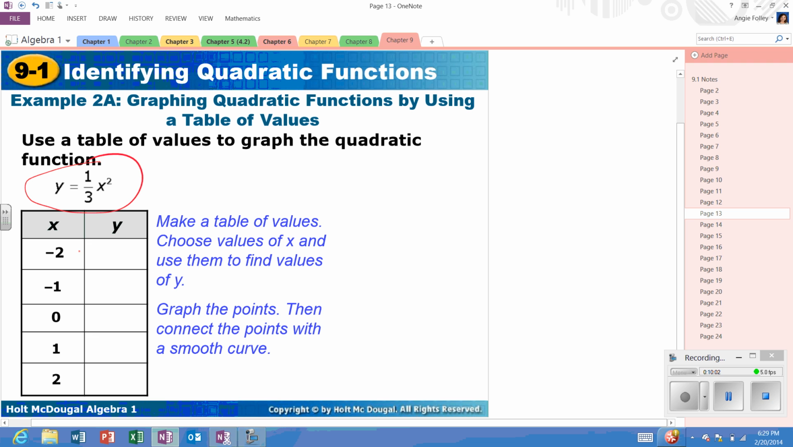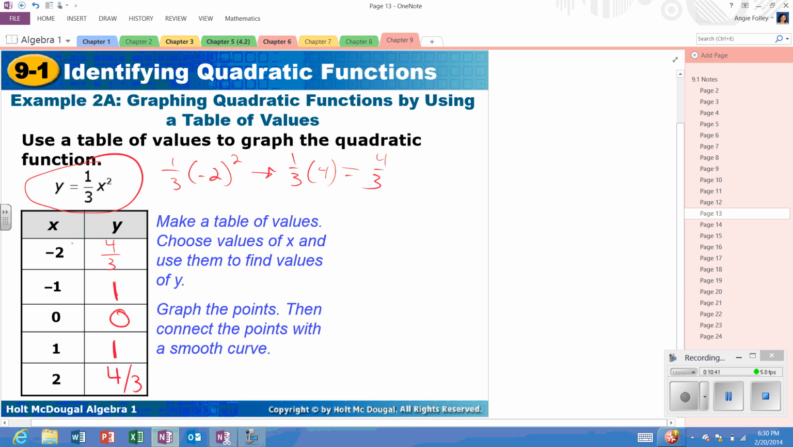So I went through, and if I plug -2 into there, that becomes 1/3 times 4, because -2 squared is 4, so it's 4/3. So when x is -2, y is 4/3. If you plug -1 in, you'll get 1. If you plug 0 in, you'll get 0. If you plug +1 in, you'll get 1 for y. And if you plug 2 in, you'll get 4, or 4/3. Make sure if you don't understand how that happens, that you go back and check that.